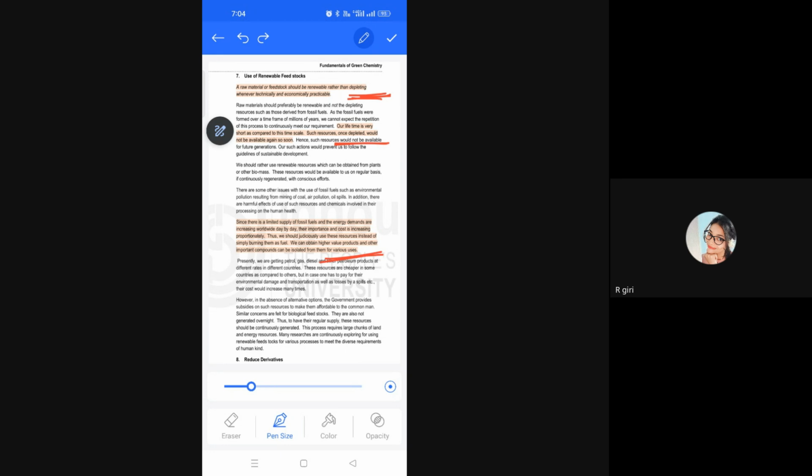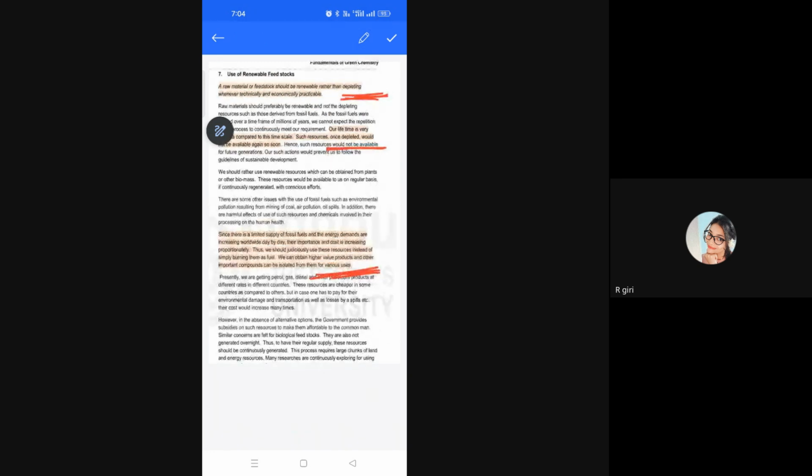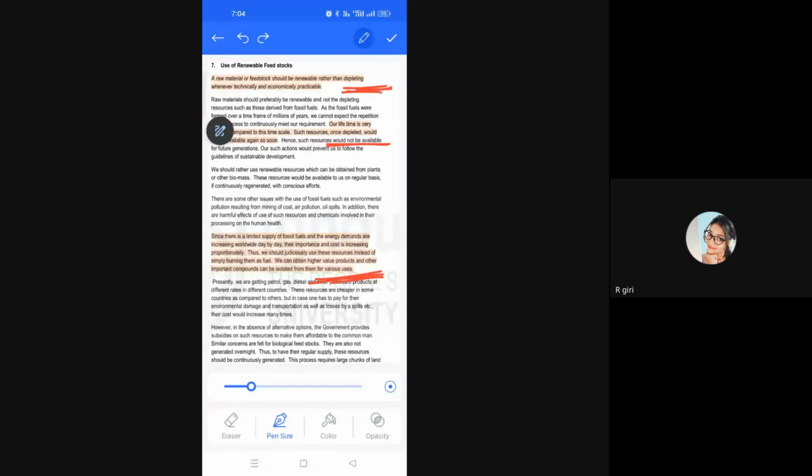Since there is a limited supply of fossil fuel and the energy demands are increasing worldwide day by day, their importance and cost are increasing proportionately. Thus, we should judiciously use these resources instead of simply burning them as fuel. We can obtain higher value products, and other important compounds can be isolated from them for various uses.